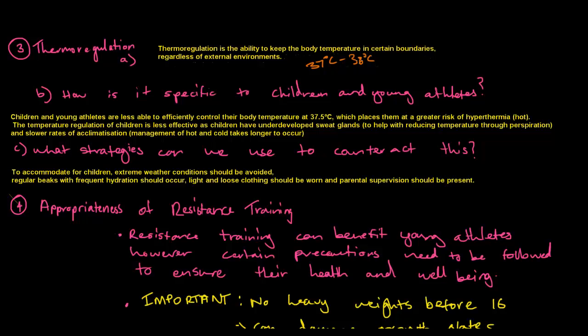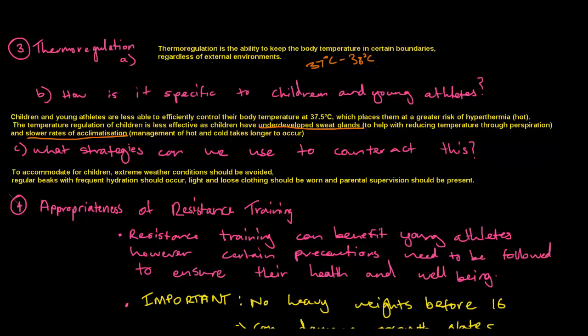So there are two underlying reasons why thermoregulation is difficult in children and young athletes, and why it's not that effective. Number one is that they do not have fully developed sweat glands, so they have underdeveloped sweat glands. And number two, they have slower rates of acclimatization. Okay, perfect. So we're going to move on now to what strategies we can use to counteract all of this.